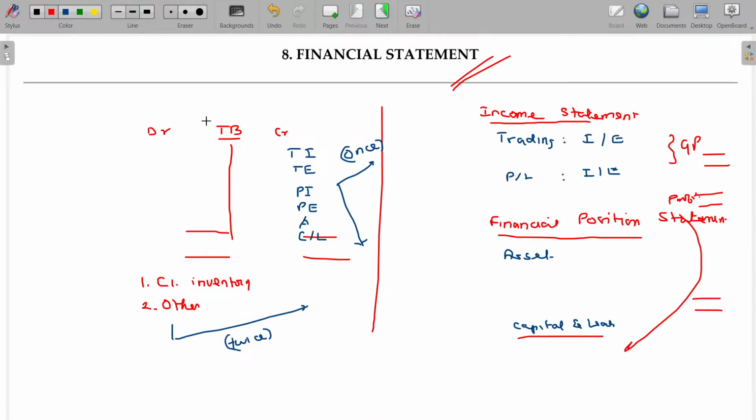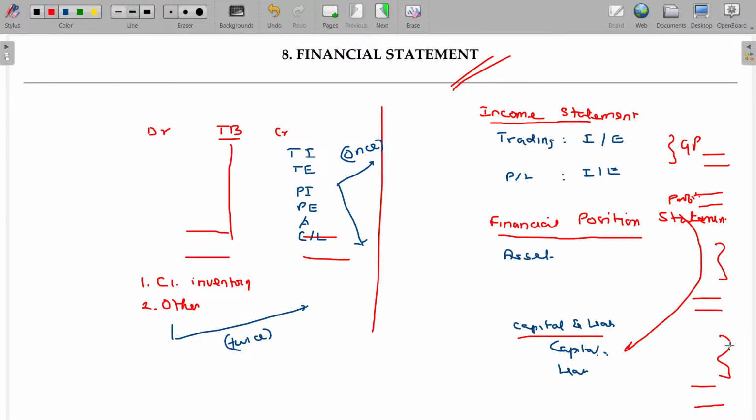Here first you have the capital, and in the next block you'll have the liabilities. Here you need to do lots of adjustments. So finally, if you total the assets and total the capital and liabilities, both should match. Then you have done it perfectly without any error. Hope you will now be able to understand the simple structure.